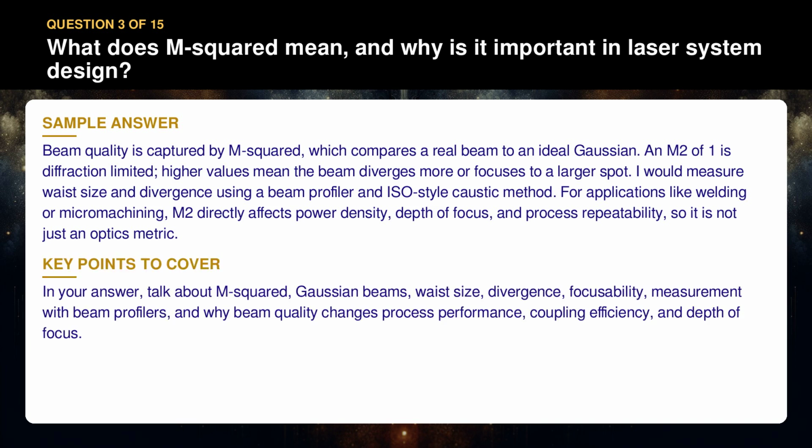In your answer, talk about m², Gaussian beams, waist size, divergence, focusability, measurement with beam profilers, and why beam quality changes process performance, coupling efficiency, and depth of focus.